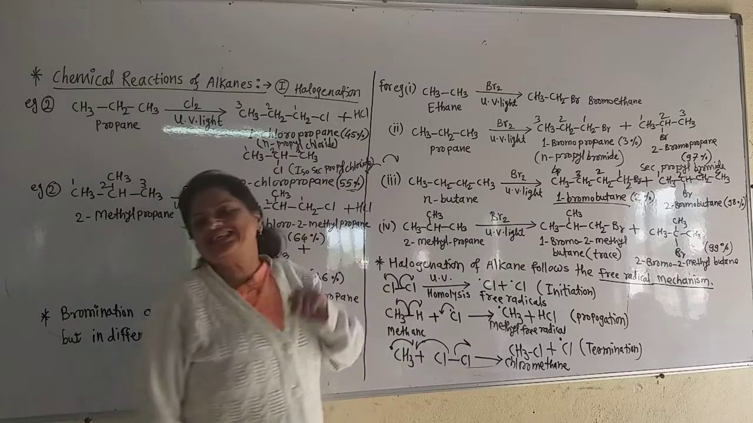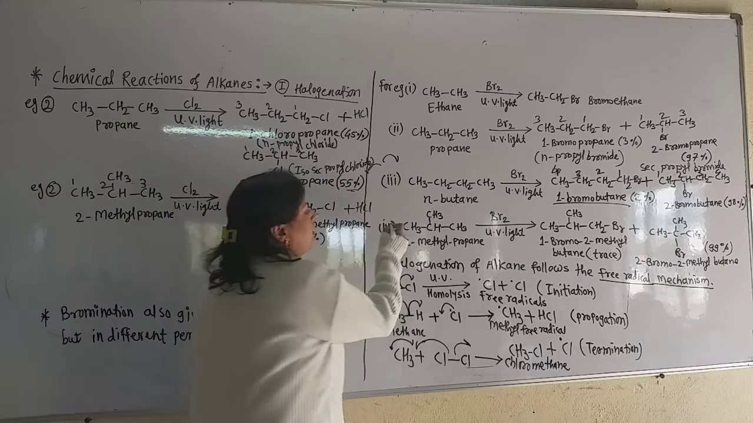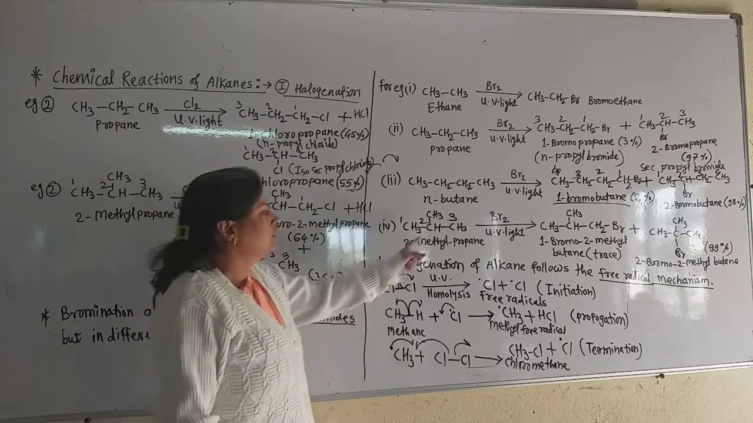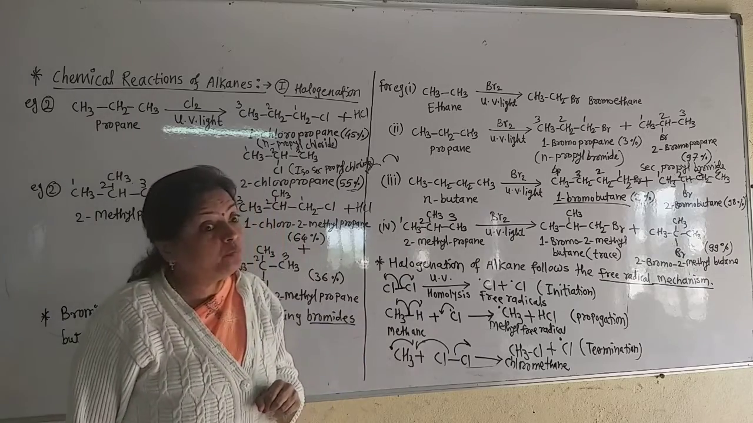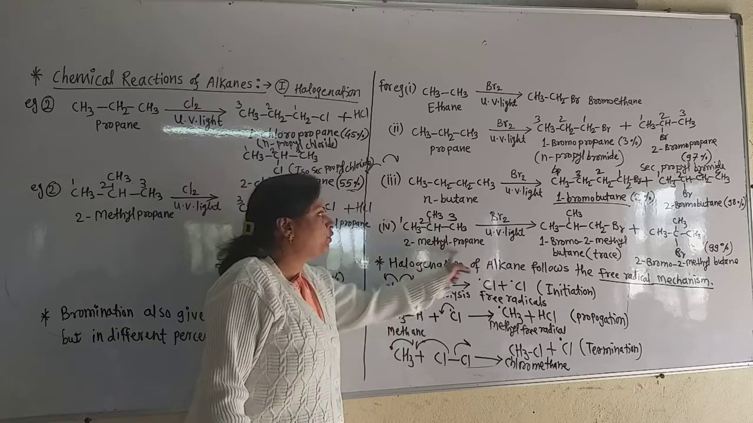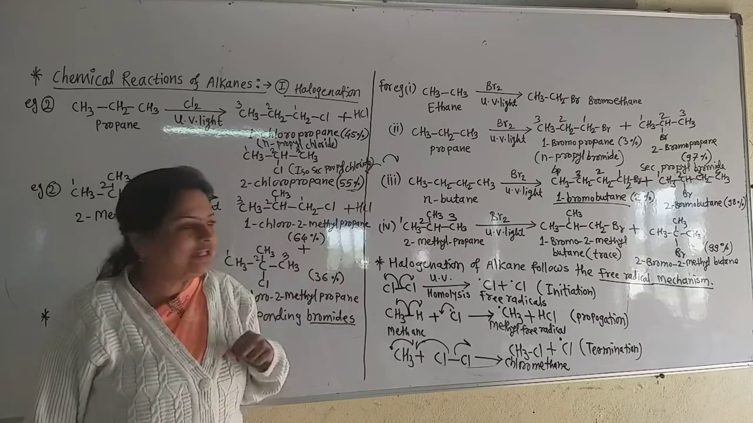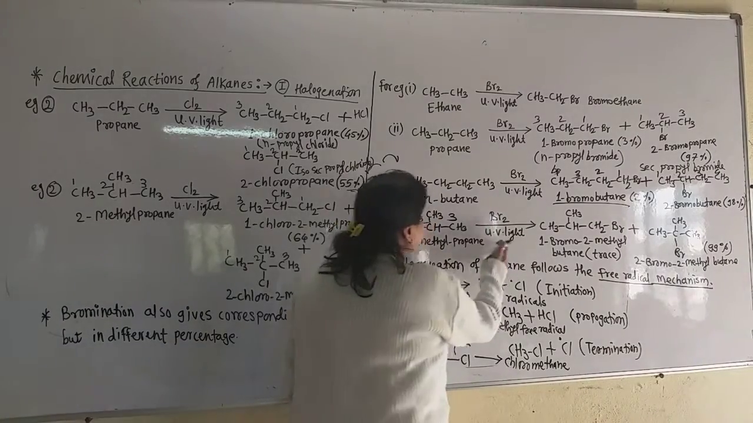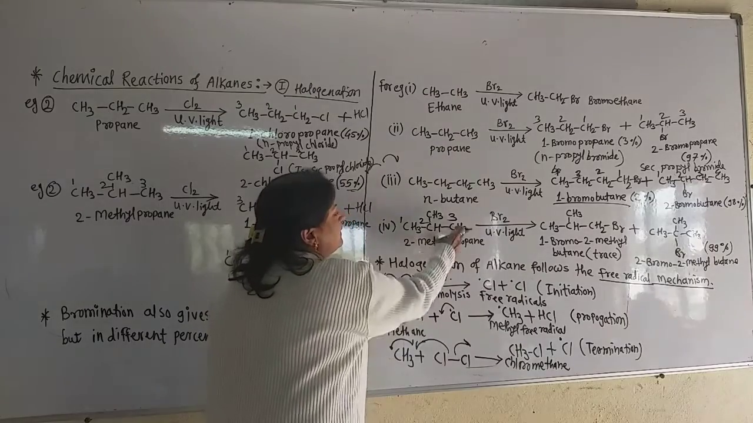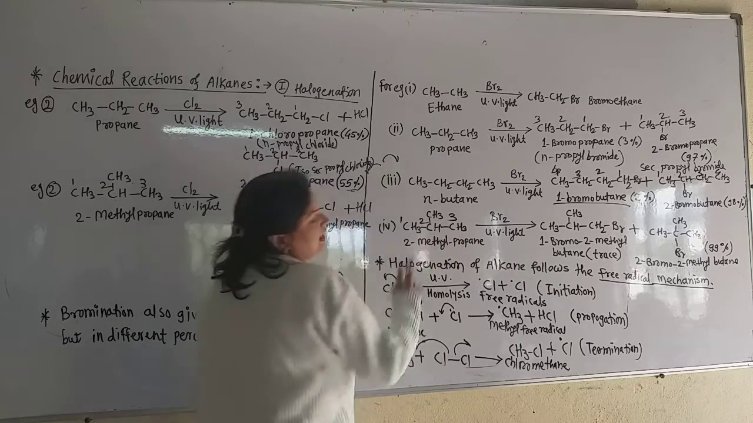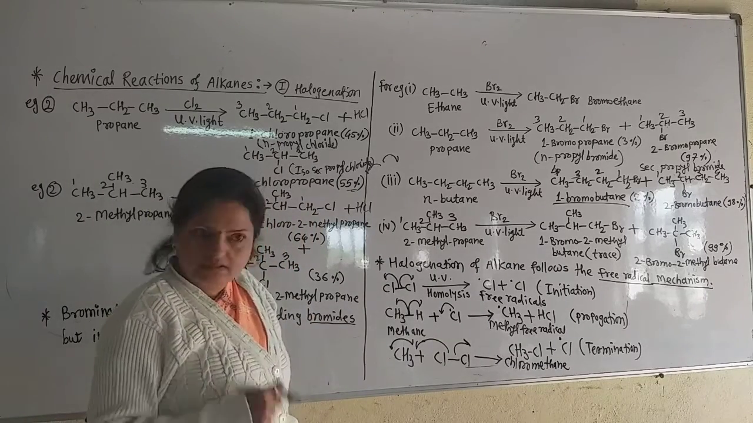Now again, see this. What is the name? Number from this side, 1, 2, 3. Any side you can number. On the second carbon there is a methyl group. So it is 2-methylpropane. In the straight chain there are 3 carbons, so it is 2-methylpropane. In ultraviolet light, now see, here also 2 different products are possible. These 3 CH3 groups are similar, and this carbon is different from them.